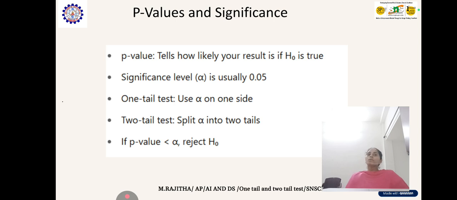It is important to note that failing to reject does not mean the null is true. It means there is not enough evidence against it. P-values and significance level provide a standard method for making decisions in statistics.